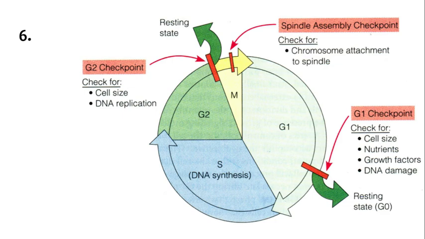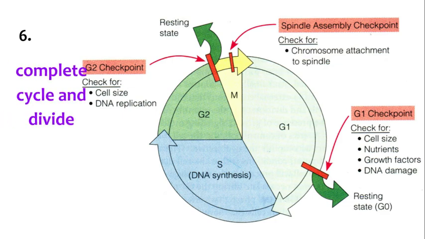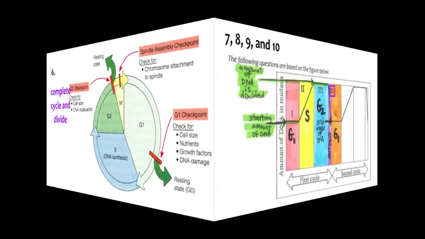And then finally, in number 6, if you get the go-ahead signal, then the cells are going to complete the cycle and divide. Again, of the choices you were given, that's the best one. Obviously, all these other checkpoints have to be made, but of the choices you were given, that's the best choice.